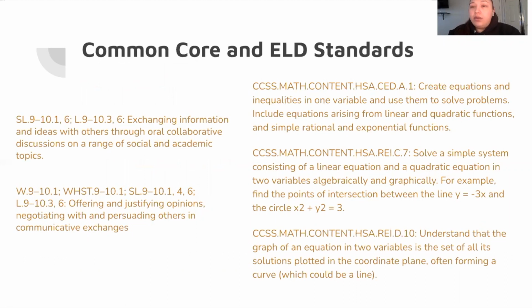And then we have create equations and inequalities in one variable and use them to solve problems, including equations arising from linear and quadratic functions, and simple rational and exponential functions. Solve a simple system consisting of a linear equation and a quadratic equation in two variables algebraically and graphically. For example, find the points of intersection between the line y equals negative 3x and the circle x squared plus y squared equals 3. Understand that the graph of an equation in two variables is the set of all its solutions plotted in the coordinate plane, often forming a curve, which could be a line.